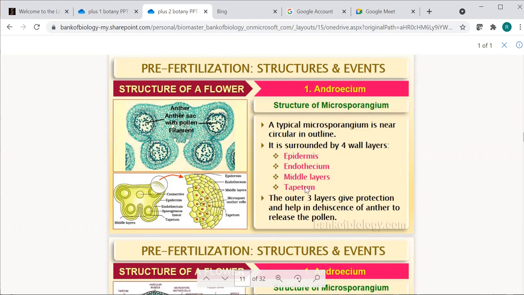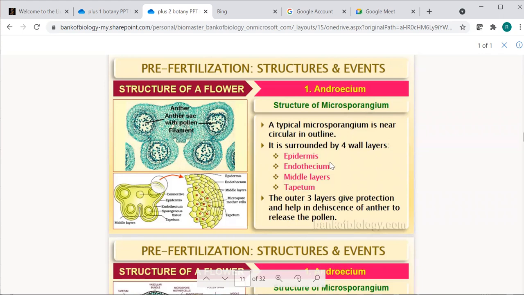So tapetum is the one which absorbs all the food. It is a gunda person which absorbs all the food and provides nourishment to the cells which are there inside. It is rich in lipid. And it secretes enzyme which degrades other cells.